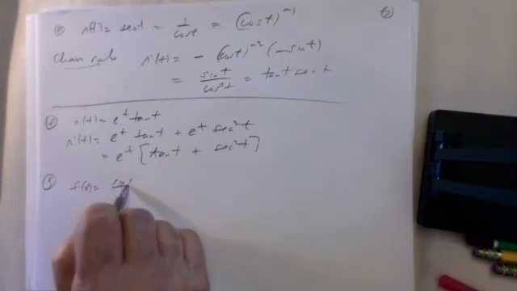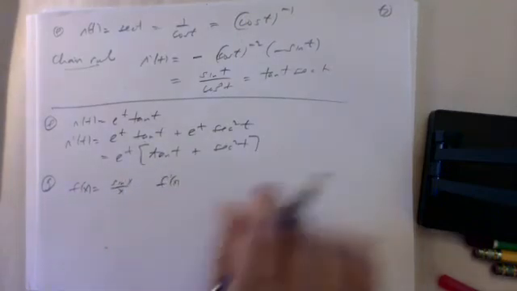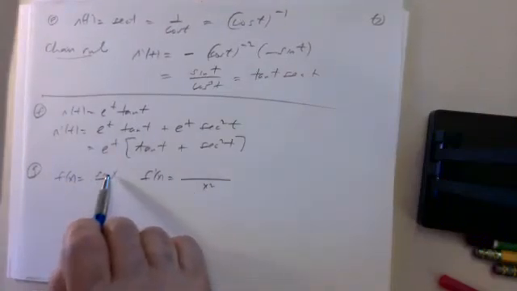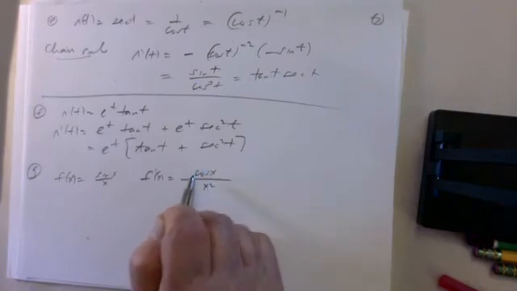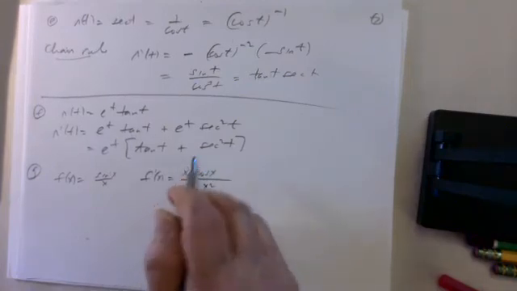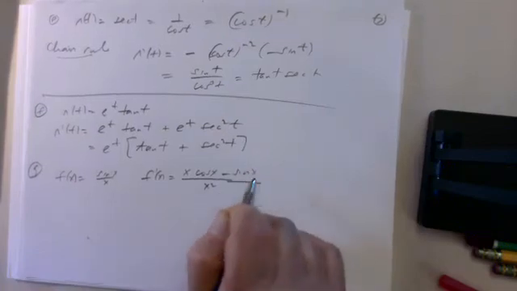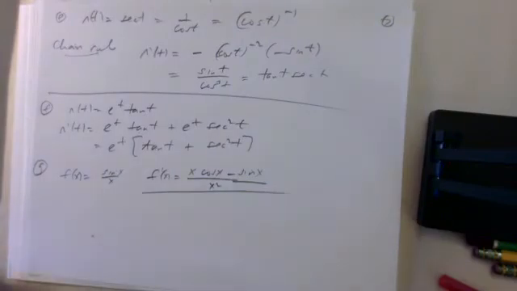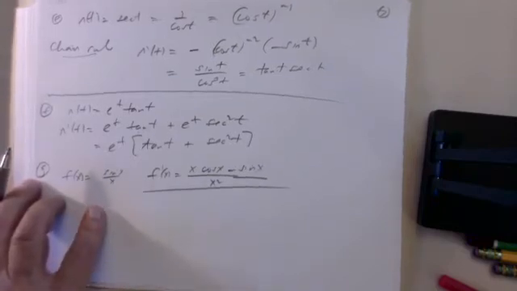If f of x is sine x over x, by the quotient rule, f prime of x, I have x squared in the denominator. Derivative of the numerator is cosine x times the denominator minus the numerator times the derivative of the denominator, which is 1. So that's the answer. Professor, what is that? This is sine x over x. Okay.